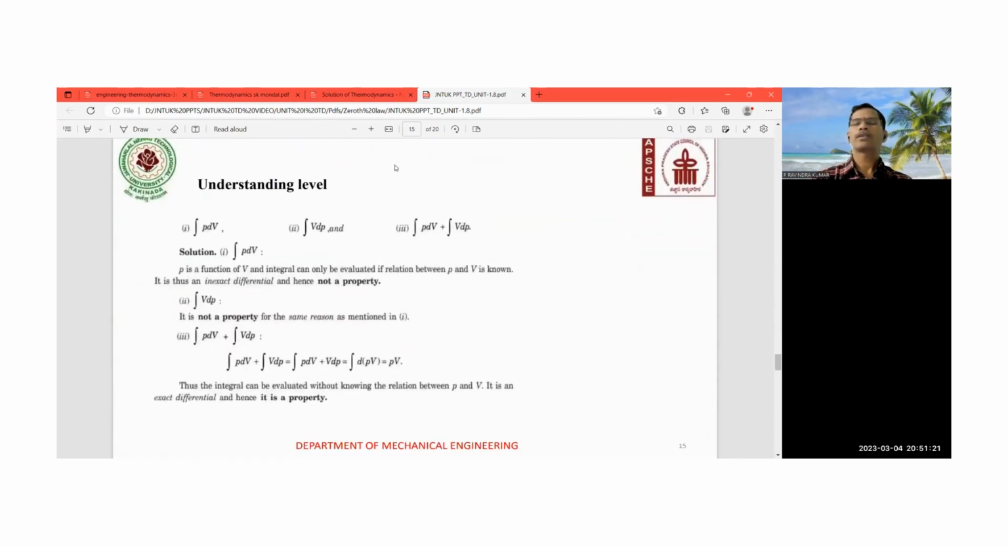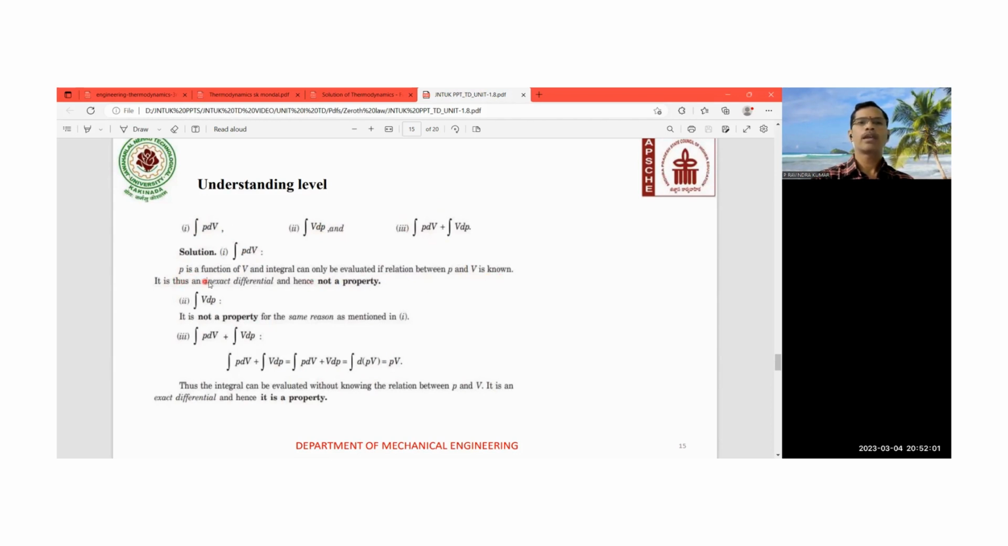In the previous classes we have also discussed the understanding level questions, that is, the intensive properties and extensive properties. In this particular case, observe whether it is a property or not, because we have covered the intensive and extensive properties. The integral of PdV, whether it is a property or not. The integral of VdP, whether it is a property or not. What about this case? The integral of PdV: P is a function of V, and the integral can only be evaluated if the relation between P and V is known.